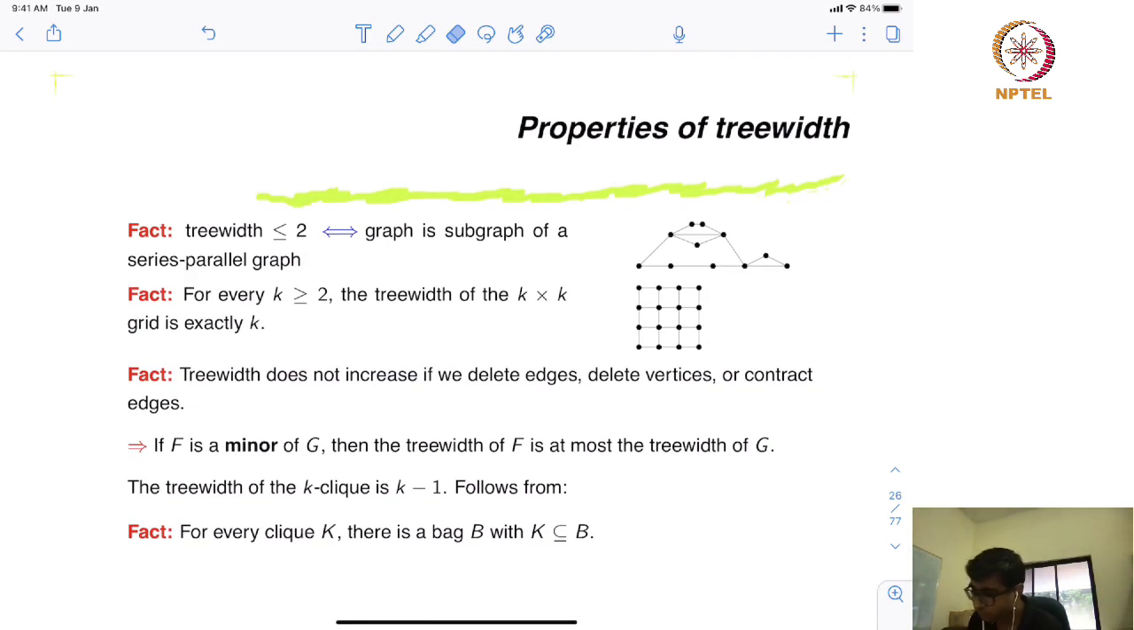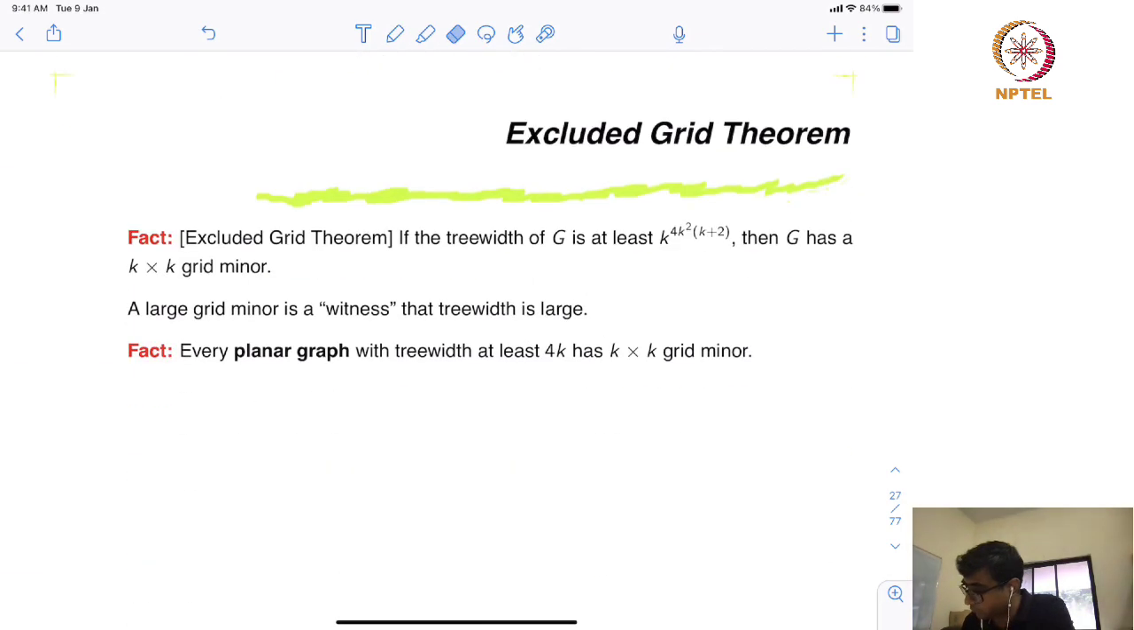Okay. So, what does this imply? The treewidth of a k-clique is k minus 1, and it follows from the fact that for every clique of size k, there is a bag B with the clique contained inside B. So, if a graph contains a clique of size k, then the treewidth has to be at least k minus 1, because you will contain a bag containing all the vertices of the clique, and this we have also seen in our first lecture.